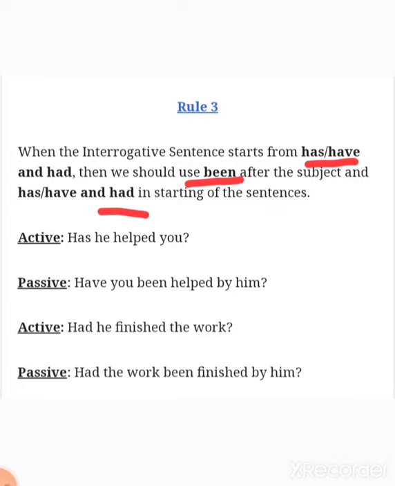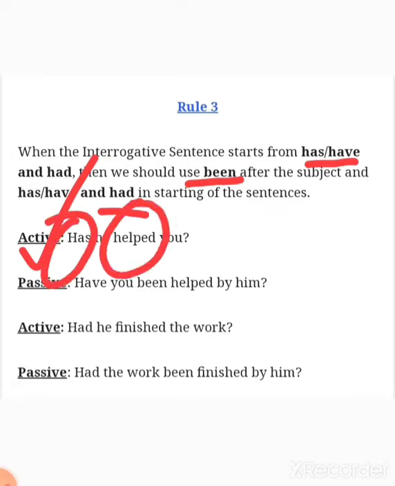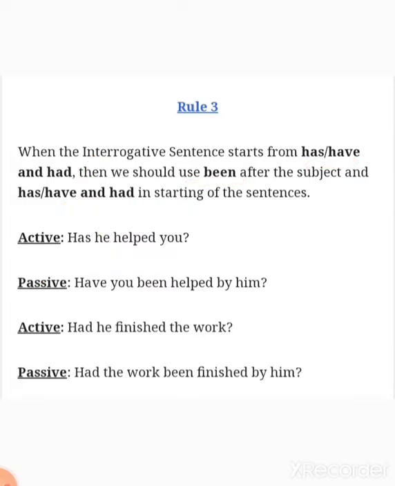Okay. Now look at the example. Has he helped you? How will you understand it is written in the present perfect tense? Because has helped. So that is why you can understand that it is written in present perfect tense. So he, subject, you, object. Okay, subject and object will change their places. So you come at first. After that, look at the verb. What verb will we be adding over here? Has or have? You have to add. I have already told you that you have to add has or have.